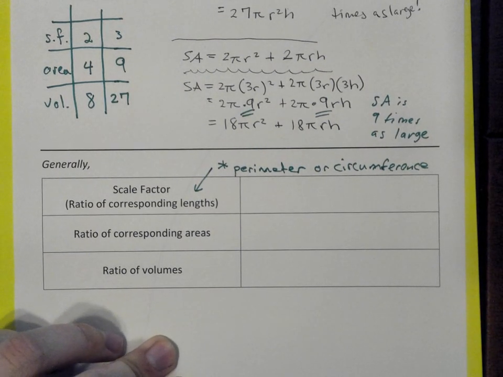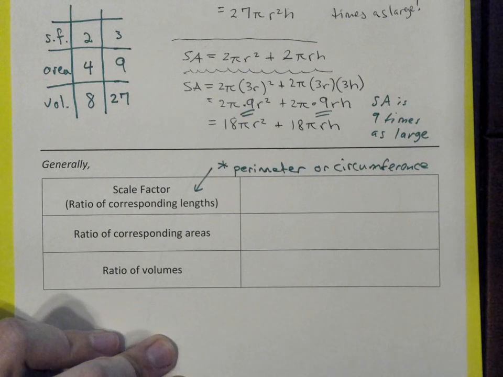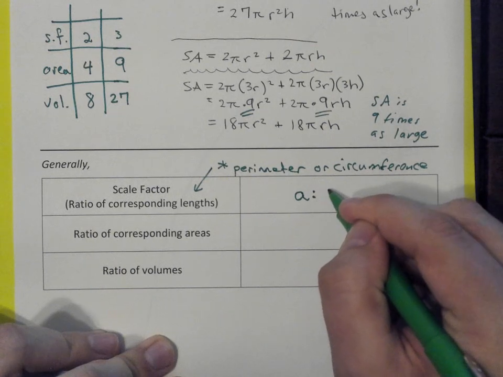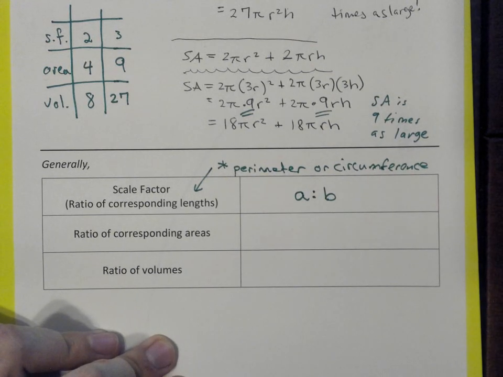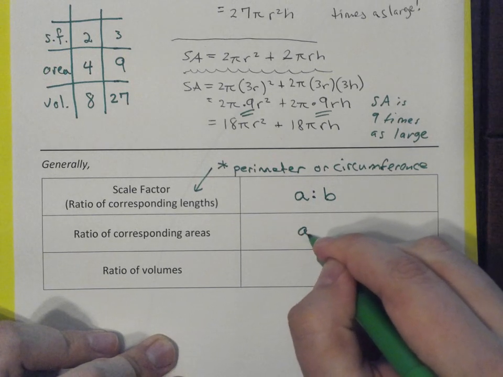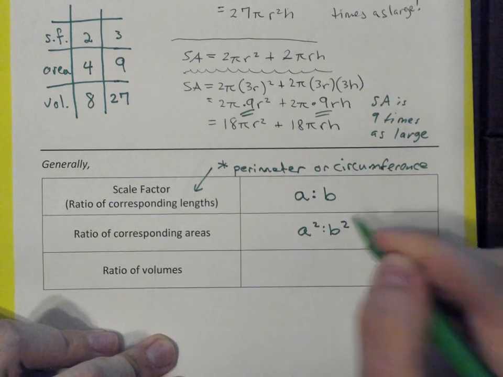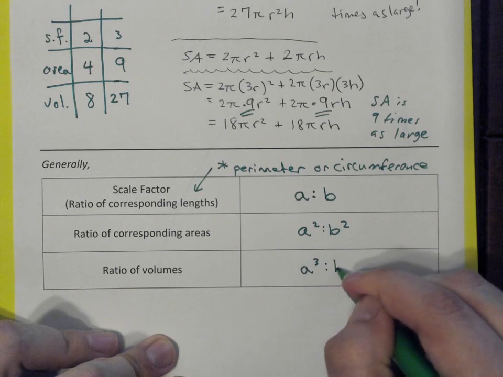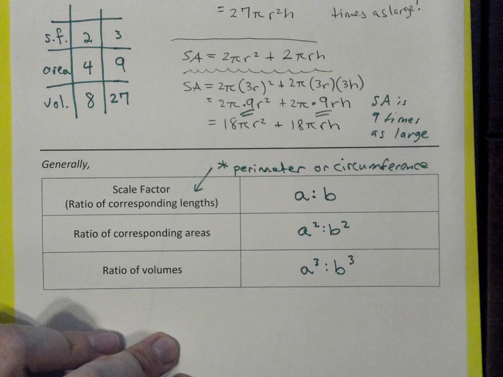All right, so if I have two solids whose corresponding lengths are in the ratio of A to B, well, then the ratio of the corresponding areas will be A squared to B squared. The ratio of corresponding volumes, or just the overall volumes in general, is A cubed to B cubed.